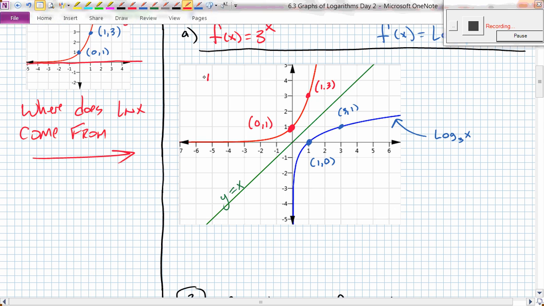What is the domain of my red function 3 to the x? All real numbers. Good. Anybody can answer. All real numbers. What's the range of my red function? Y equals 3 to the x. What's the range? The y values. Yeah. Y such that y is greater than 0. So all real y such that y is greater than 0.